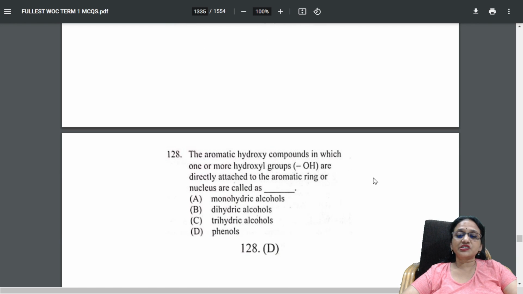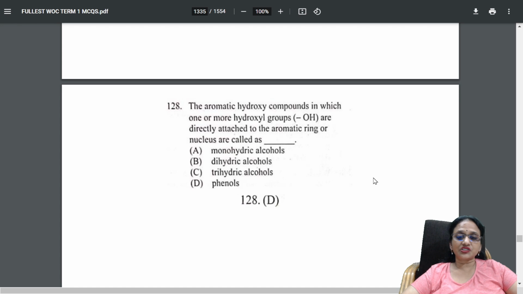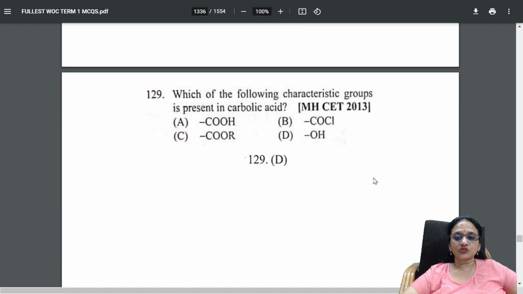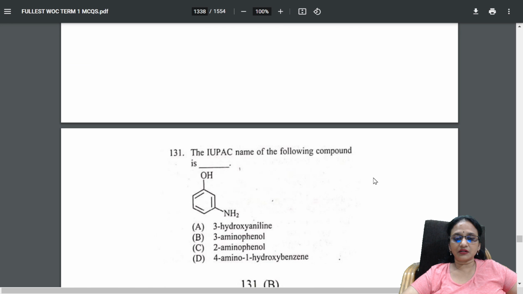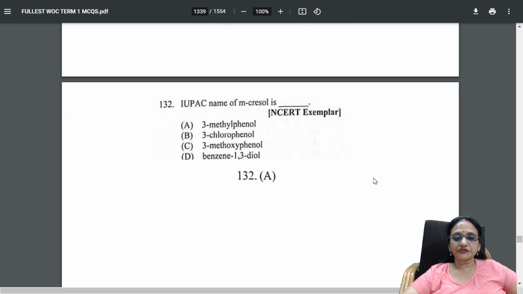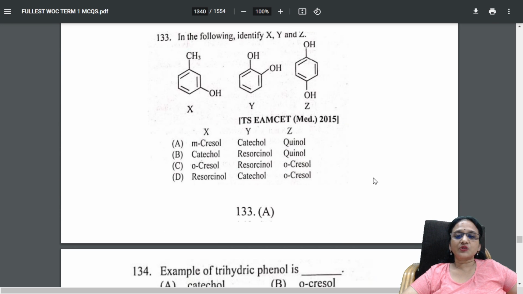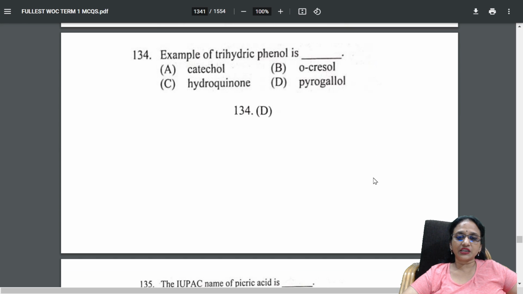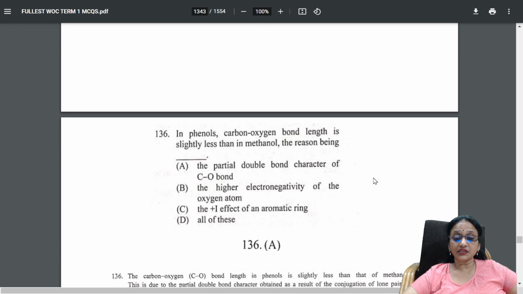Okay, the aromatic hydroxy compound with one or more hydroxy groups. What is it? Structures are very important to find. Like this, questions are given, one question about structures is given, and I'm taking you gradually into the IUPAC nomenclature, into the different IUPAC nomenclatures. Identify X, Y, Z. Identify trihydric phenols. One more question on IUPAC.